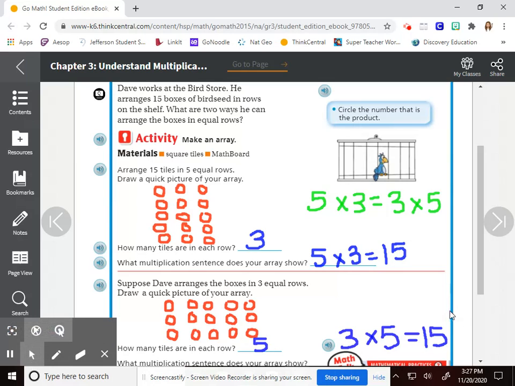Now it's your turn. Go ahead into your slides and follow the directions for how to create arrays and multiplication sentences that show the commutative property.